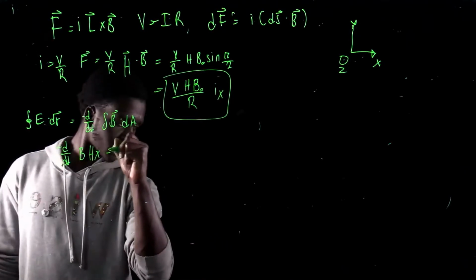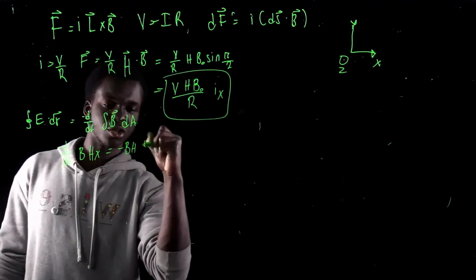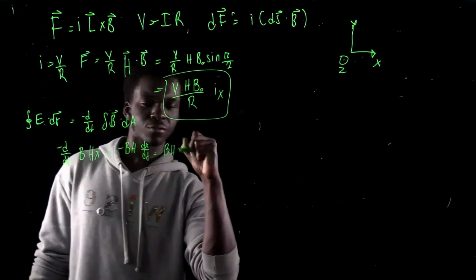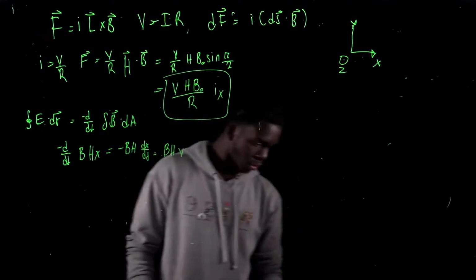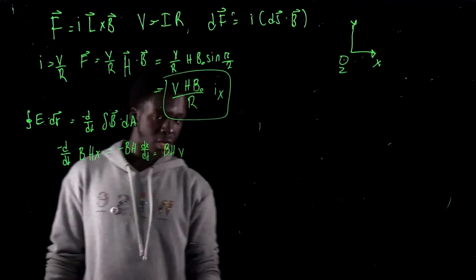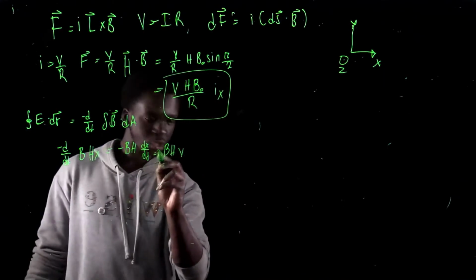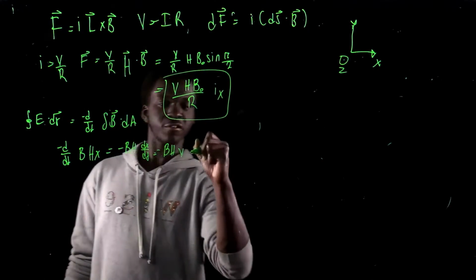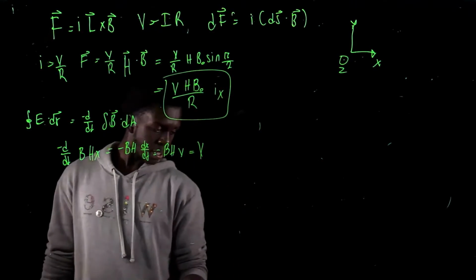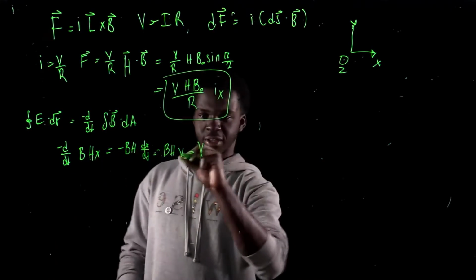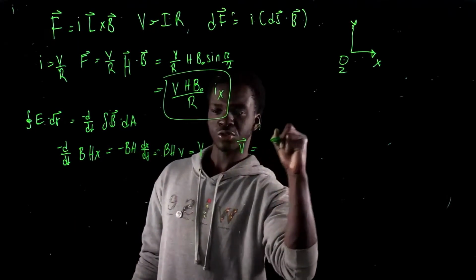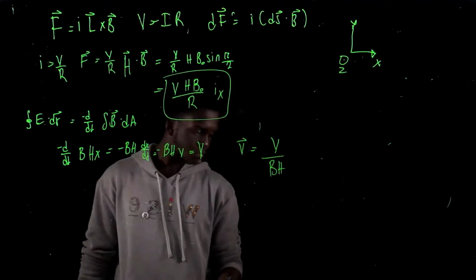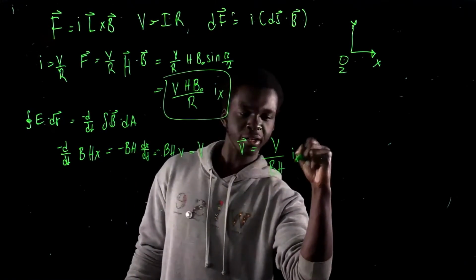And then when you take the derivative of that, it's going to be negative BH dx dt, which is negative BHV, because dx dt is just equal to V. And now since you have that negative BHV, we're going to set that equal to the actual V. So negative BHV is equal to the actual V voltage. And once you do that, the velocity is equal to V, the actual voltage, over BH. And that is also going to be in the IX direction.